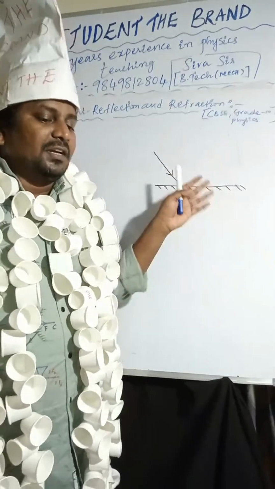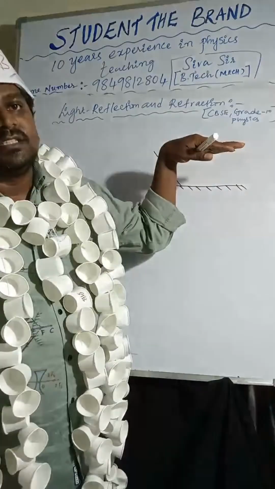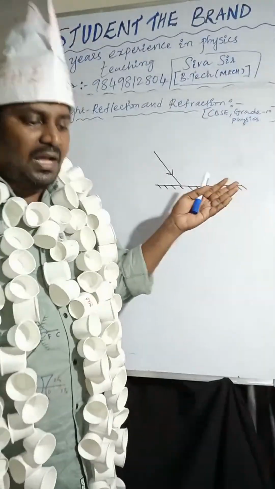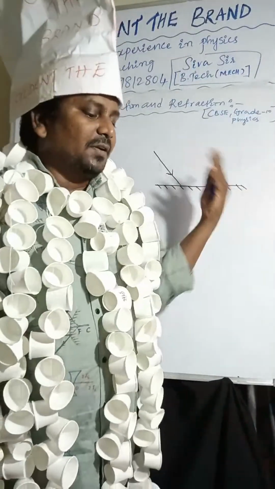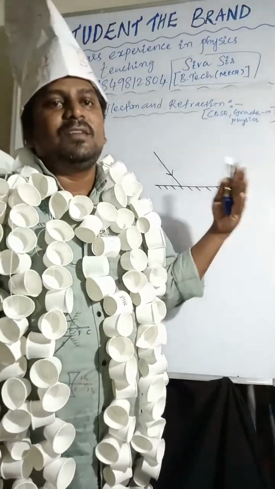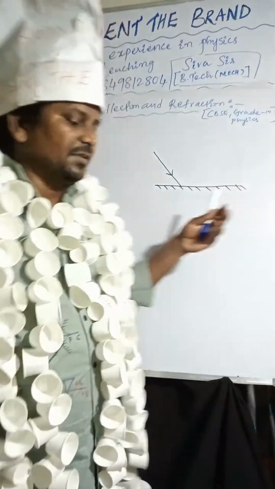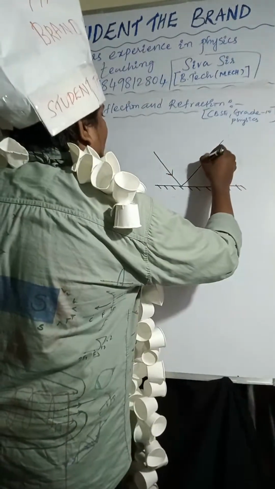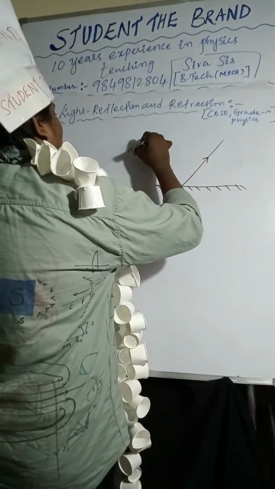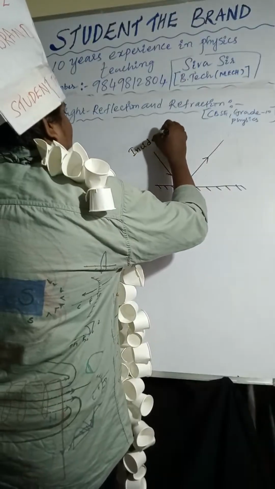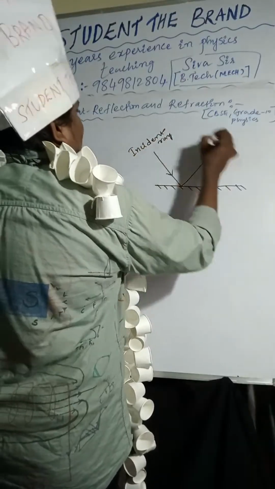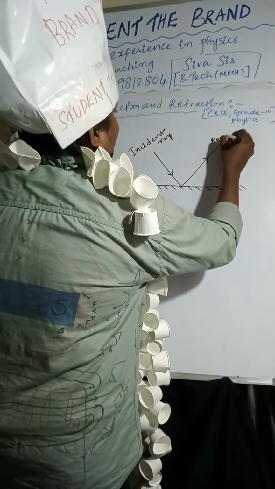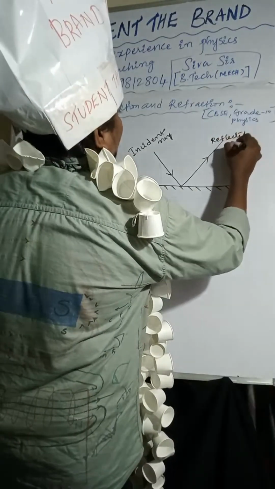When light is incident on the surface, it reflects back into the same medium. The bouncing back of light from the reflecting surface is called reflection of light. So I'm taking this as the incident ray, and this is the reflected ray.